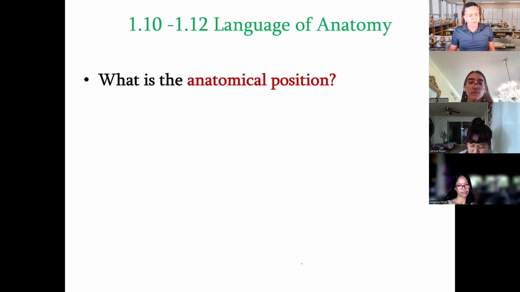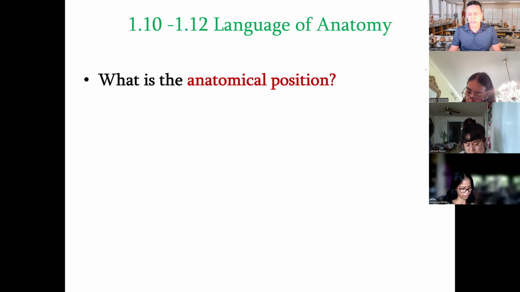All right, guys, moving on. We only have 5 minutes here, and that's okay. I want to get started on the language of anatomy. And one of the things I want to talk about is what we call the standard or universal anatomical position.